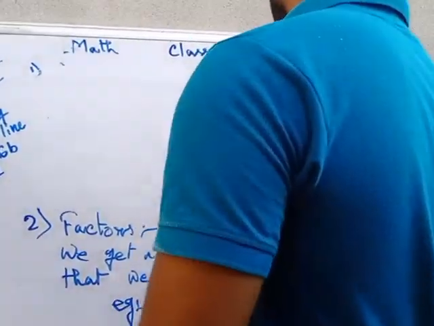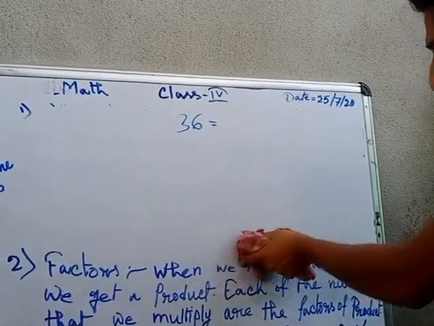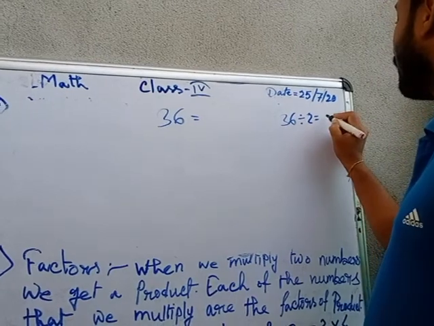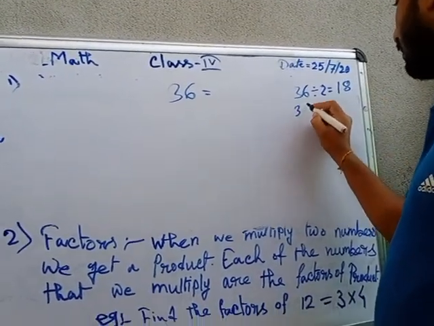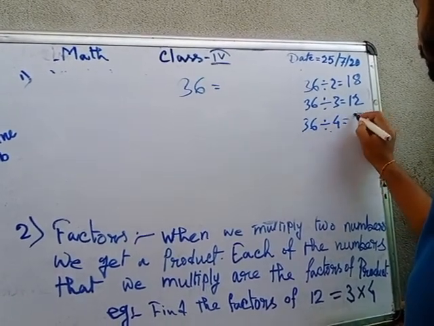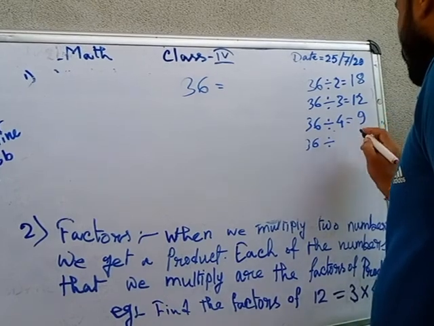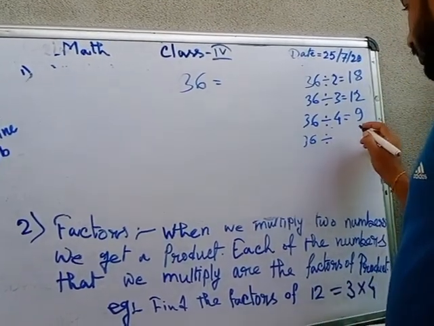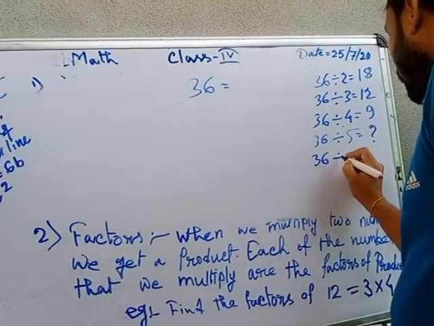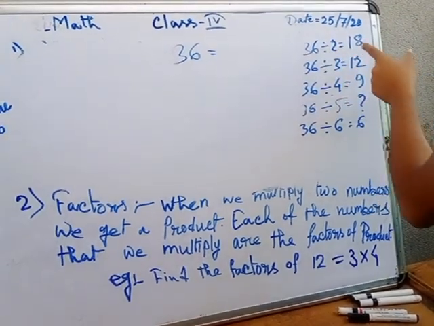So if I ask you to find the factors of 36 by the division way, there are two ways: one is division and the second is multiplying. Division means we divide by the numbers. That means the factors of 36 are 2, 3, 4, 5.